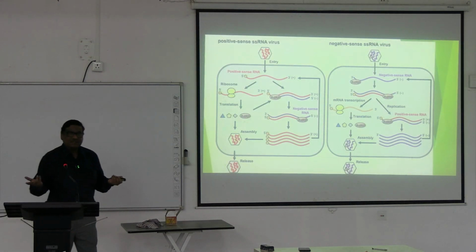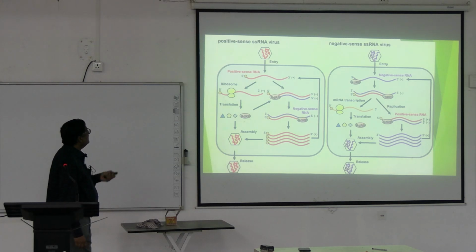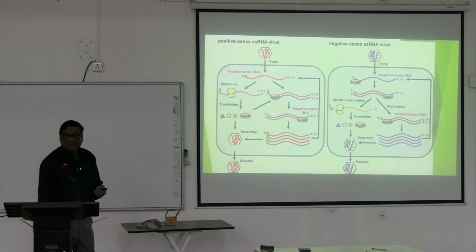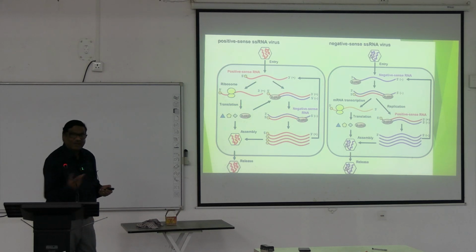Now replication is easy. Double stranded DNA and positive sense single stranded RNA virus: easy messenger RNA conversion. In negative sense, RdRp is attached with this. RNA dependent RNA polymerase is there, by which messenger RNA is formed. So now the replication is easy.